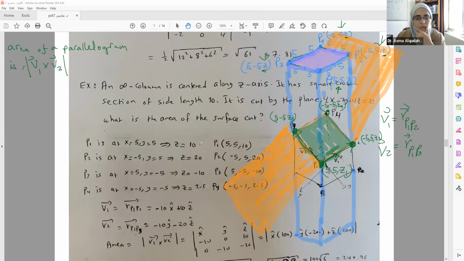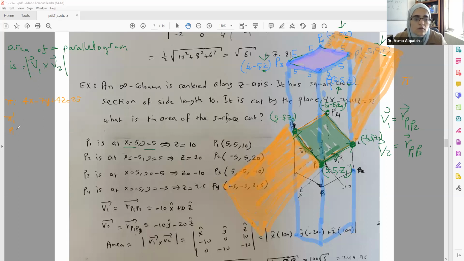For point P1, which is 5, 5, Z1, we substitute in the plane equation. What's the plane equation? It's given here. Let's call it plane pi. The plane pi equation is 4x minus 7y plus 4z equals 25.